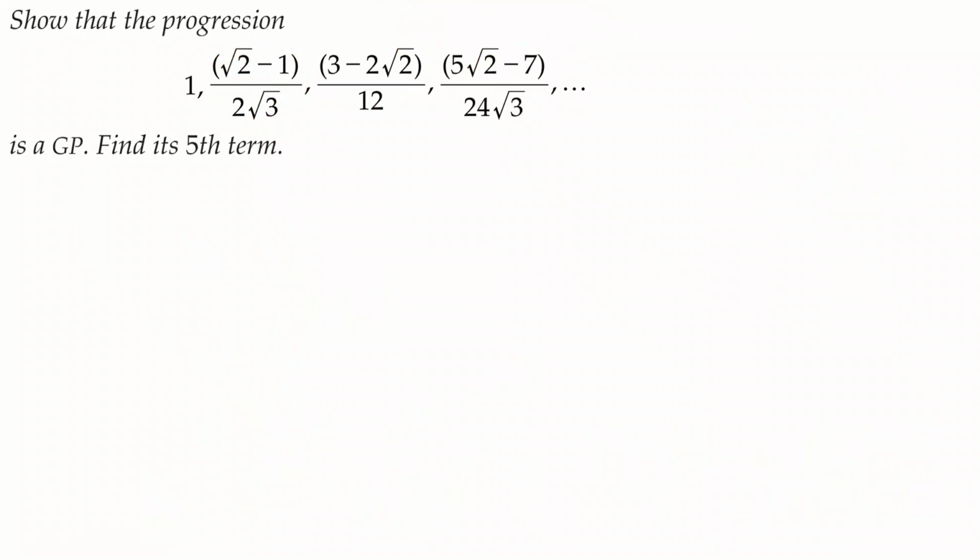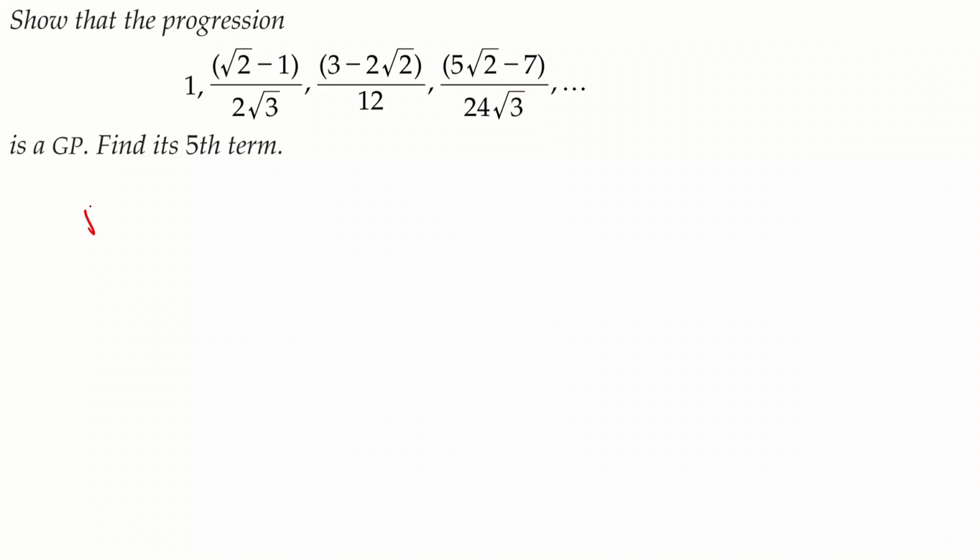Next question. Show that the progression, this thing, is a GP. So all we need to do is just check whether the common ratio is constant or not. So what we need to do is, first of all, divide this by this. So we'll be getting the common ratio, and then we again need to do this divided by the same term, and then again this divided by this, and verify that all of these ratios are actually turning out to be the same.